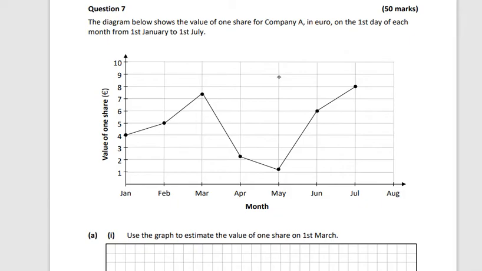First one, estimate the value for one share on the 1st of March. You just have to look at March, and if you draw a line up and across, it will be between 7 and 8 there. So the value of a share is, say, €7.4, €7.40.